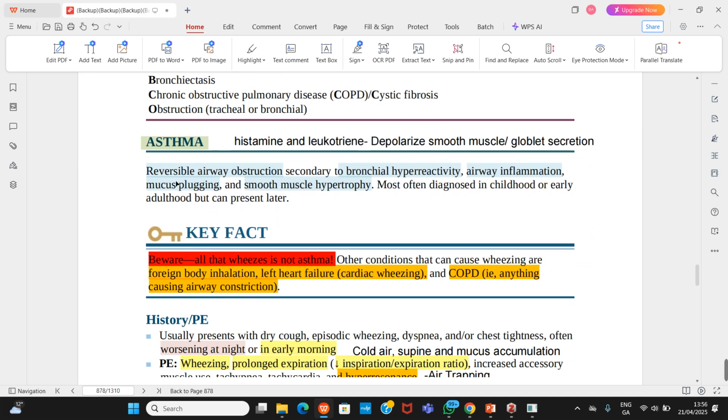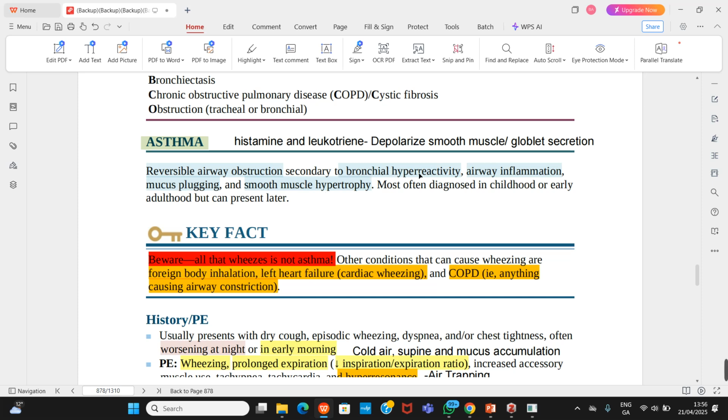So this is just reversible. The word reversible is very important. That differentiates asthma from COPD. COPD is irreversible. Asthma is reversible. So there is reversible airway obstruction due to four things.